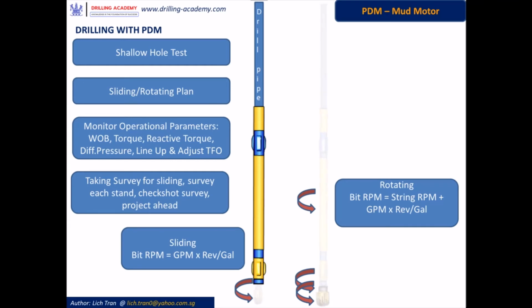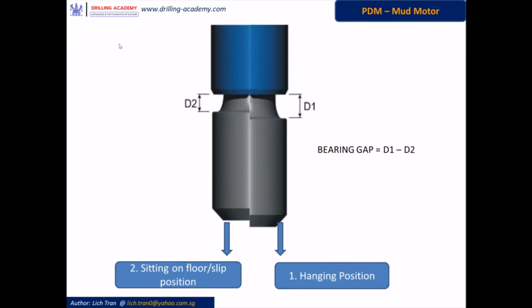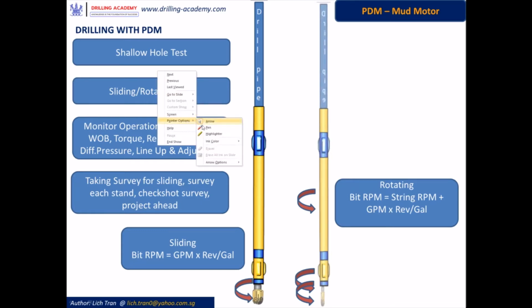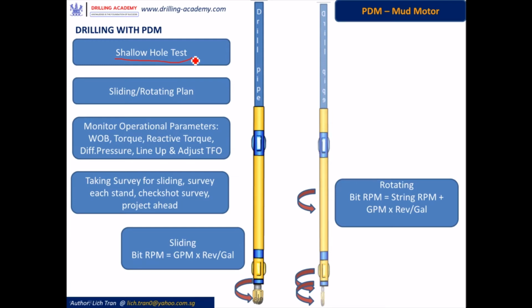On the first stand of drill pipe made up onto the BHA, you perform the shallow hole test. The shallow hole test means you pump through the whole BHA at a moderate flow, and you get all the readings from the MWD and LWD tools, to ensure that the whole system is functioning correctly. Then you drill out the shoe track and come down on the bottom and drill.